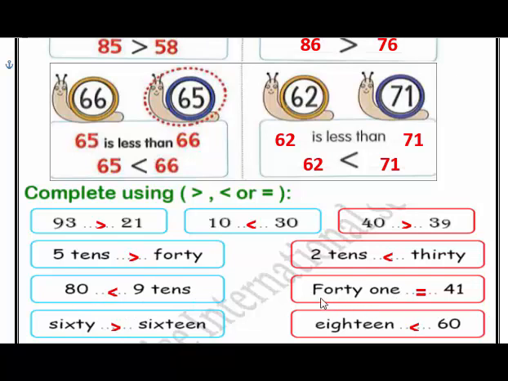41 in letters and 41 in digits. This is easy. This is equal. 60 and 16. Which is bigger? Yes, 60. The mouth is eating 60. 18 and 60. Which is bigger? 60. So the mouth is eating 60.